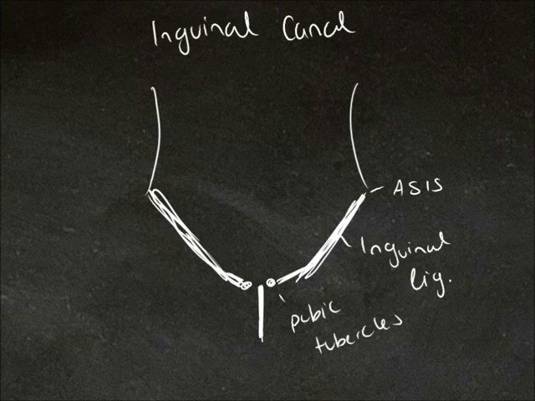The inguinal canal extends from the superficial inguinal ring, which is superior and lateral to the pubic tubercles, here, to the deep inguinal ring, which is 1 centimeter above the mid-inguinal point between anterior superior iliac spine and the pubic tubercle. So your inguinal canal is from here to here.